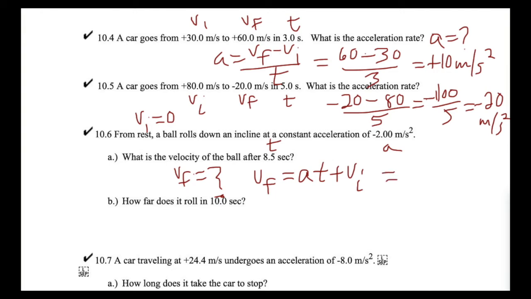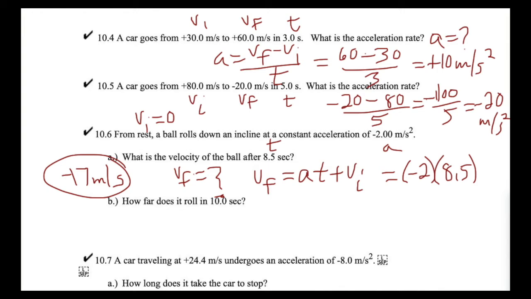So Vf equals, what's the A? It's negative 2. What's the time? 8.5. Plus the initial velocity, which was 0, so I don't really have to worry about that. For the answer, I get negative 17 meters per second. The second question was, how far does it roll in 10 seconds?